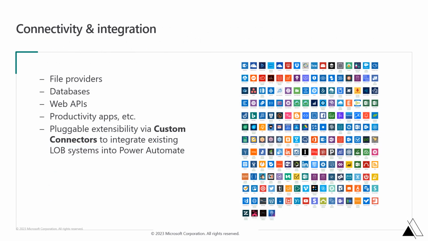Let's talk about connectivity and integration. You can connect to more than 300 services and can manage data either in the cloud or in on-premises sources like SharePoint and Microsoft SQL Server. The list of applications you can use with Microsoft Flow keeps on growing.